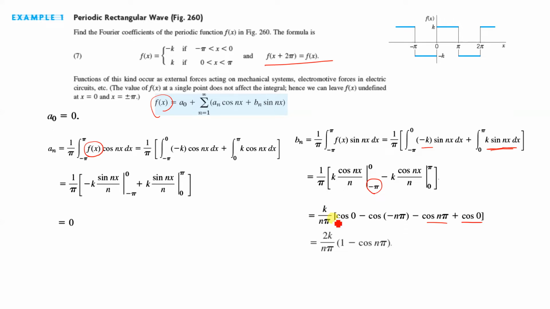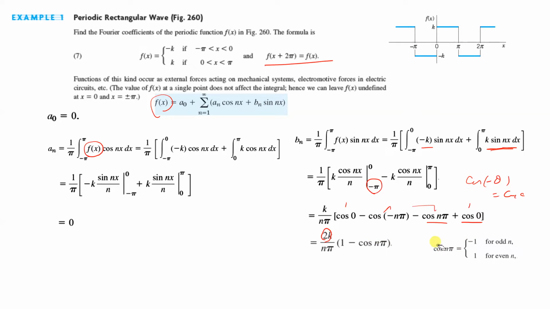So we know that cos 0 is 1, so we have 2 here, minus cos n pi. The cos of minus theta is equal to cos of theta, so this is also equal to cos of n pi. When we add both, we get negative 2 times cos n pi, so we have 2 as a common factor, and inside we have 1 minus cos of n pi. And cos of n pi is minus 1 to the power n.